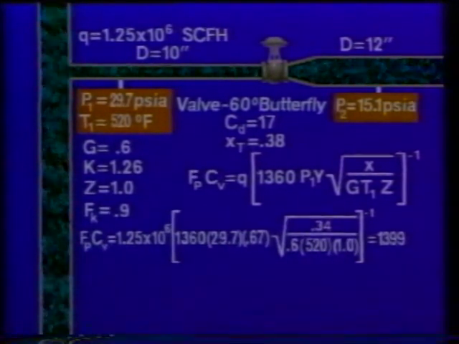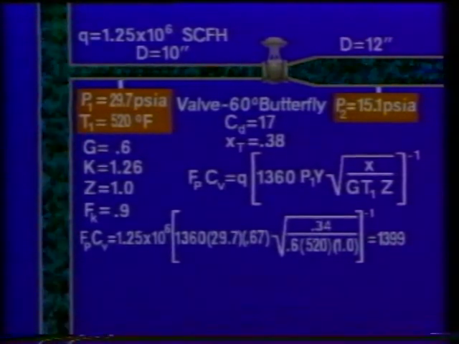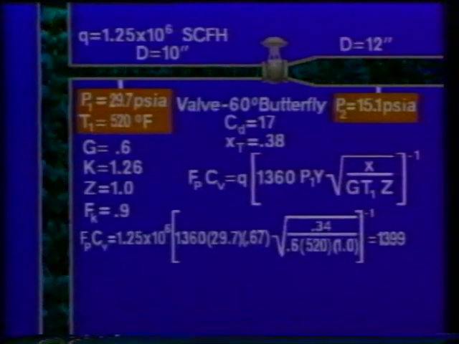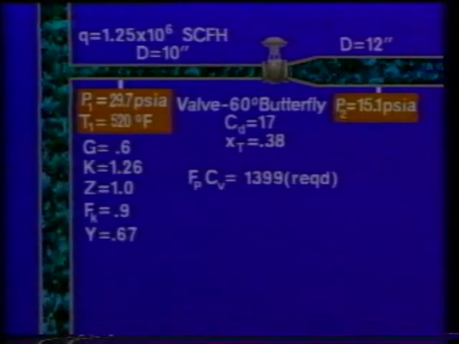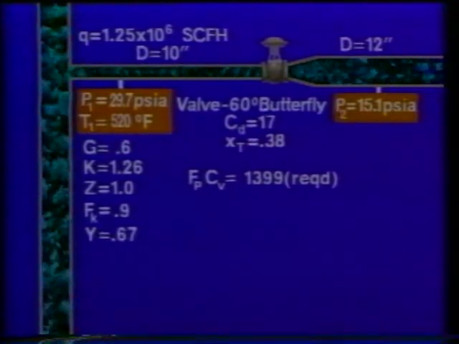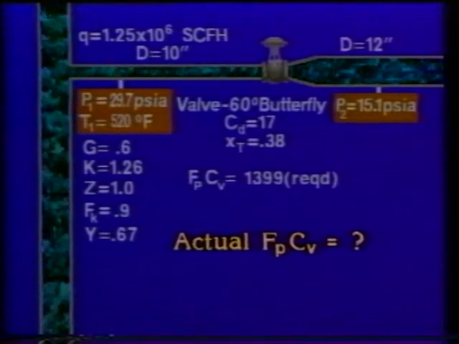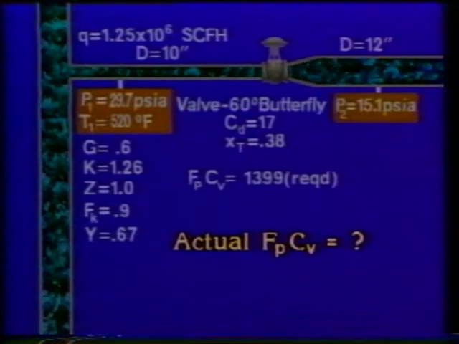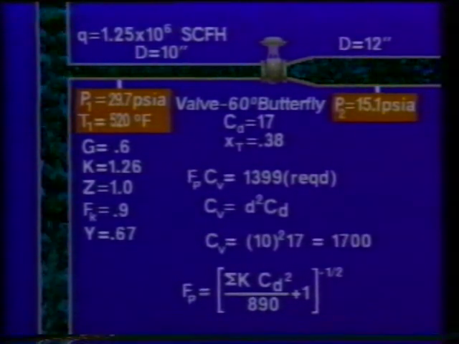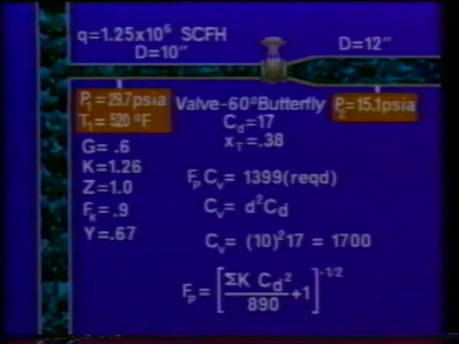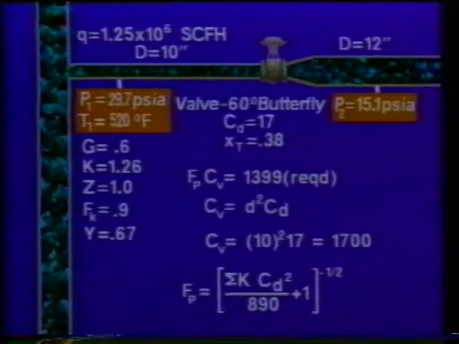With all of the terms known, F sub P C sub V can be calculated. The result is a required value of 1,399. The next step is to calculate the actual value of F sub P C sub V. The formulas used to calculate these values are the same as those used for liquid flow. Substituting known values into the equation for C sub V, we find its value equal to 1,700.